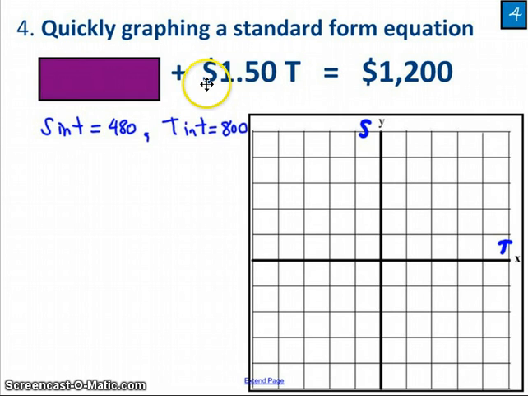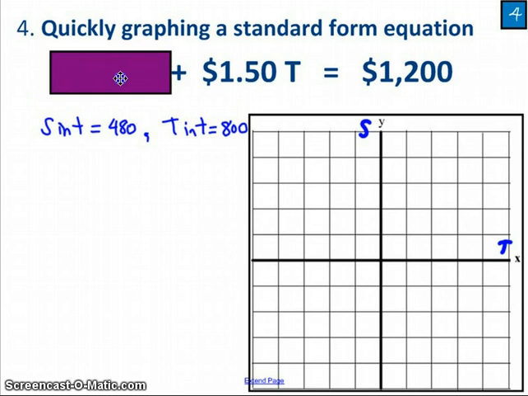Similarly, I've got to figure out what the t-intercept is going to be. If I cover up the s, and I say, what would happen if I only sold t-shirts? Well, I'm ending up dividing the 1200 by 150, and I'll find that t-intercept is going to be 800.